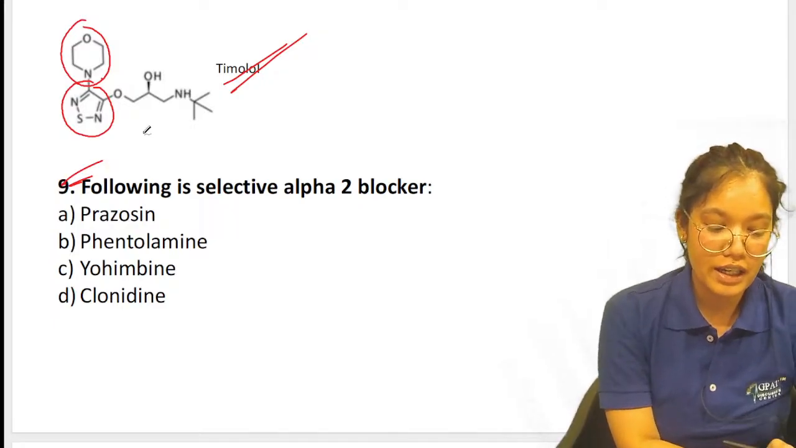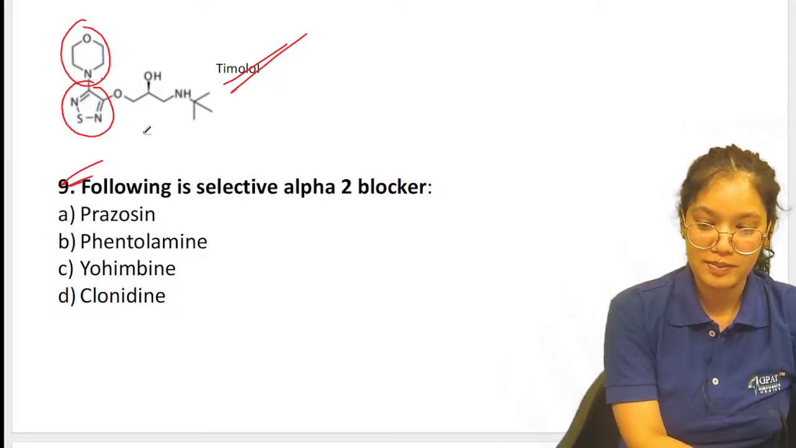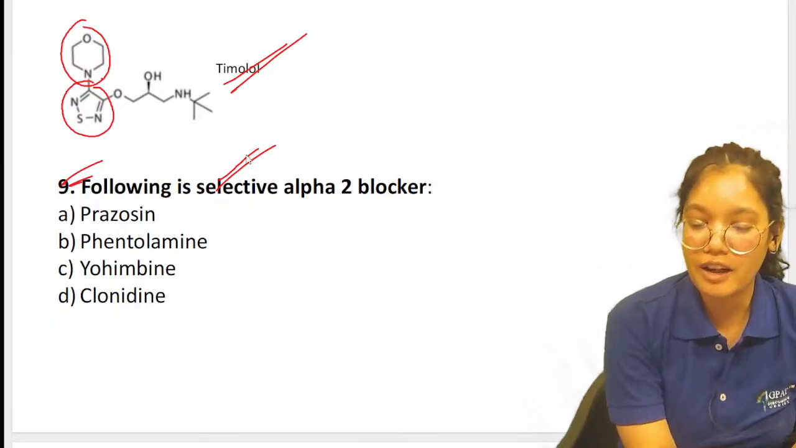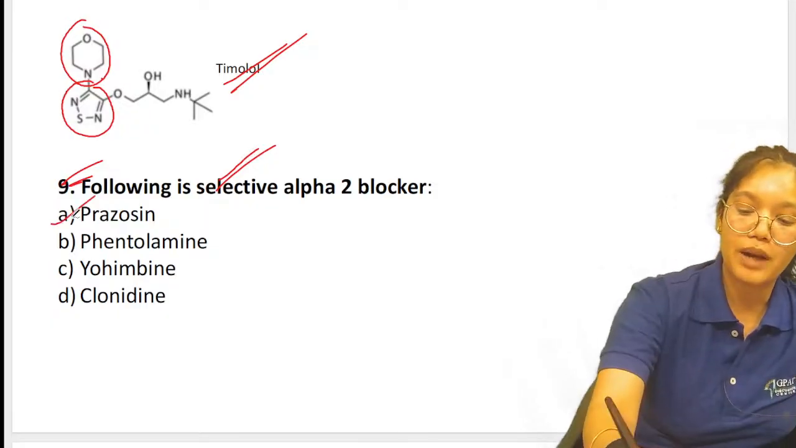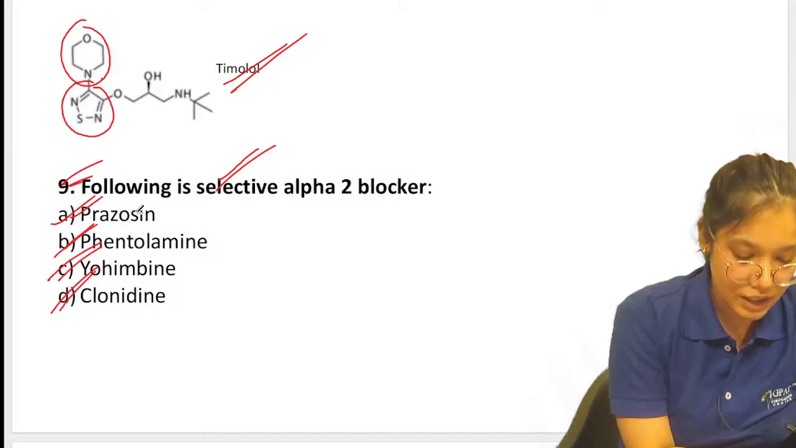Alpha-2 blocker, guys. Which is the selective alpha-2 blocker? Is it prazosin, phentolamine, yohimbine or clonidine?